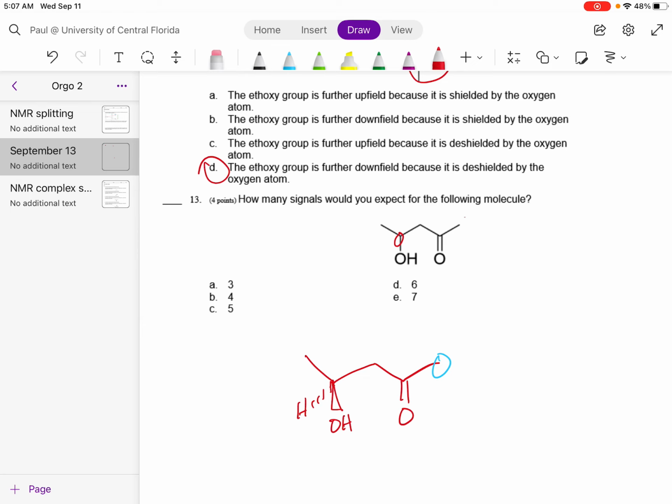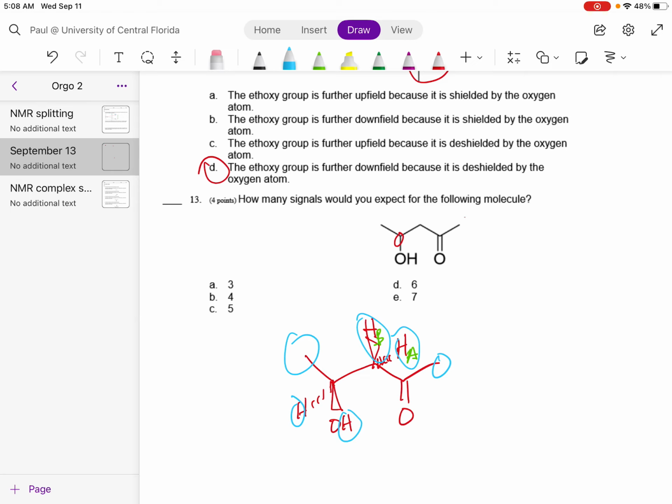Oh, let's draw in all the hydrogens too. We have some right here, right there. So a common mistake would be this one: 1, 2, 3, 4, 5 signals. Can you see why that's a huge mistake? Because these protons right here, right there, those are diastereotopic. That would give us 2 distinct signals. And so we would actually have, what, 6? 6 signals.